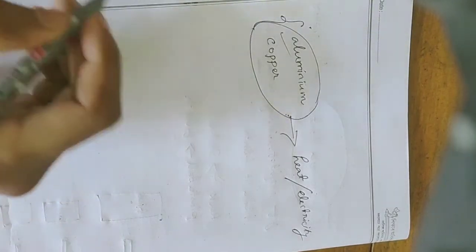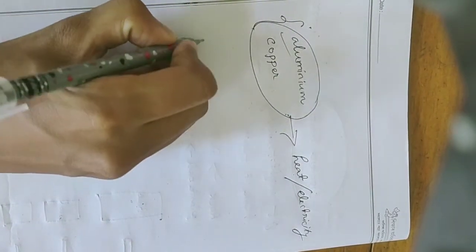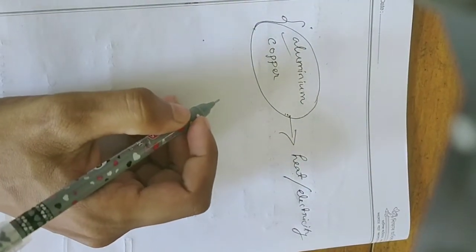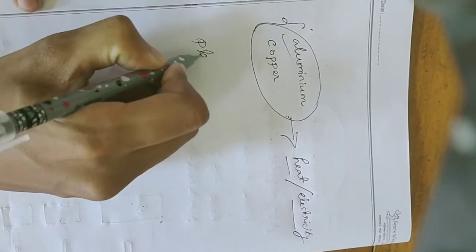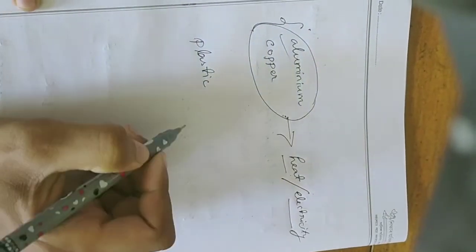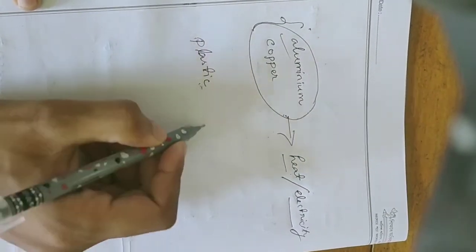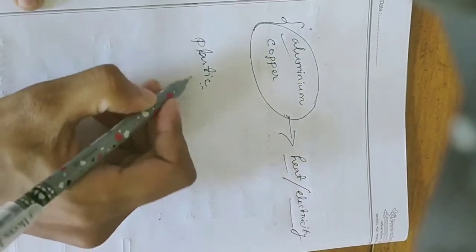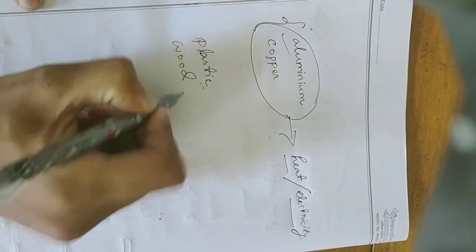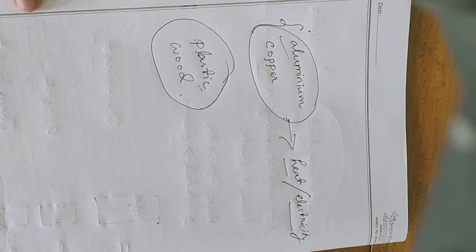Then there are some materials that do not transfer heat or electricity. For example, plastic is a non-conductor of heat and electricity. One more example is wood, and they are used as the handle of the cooking utensils.